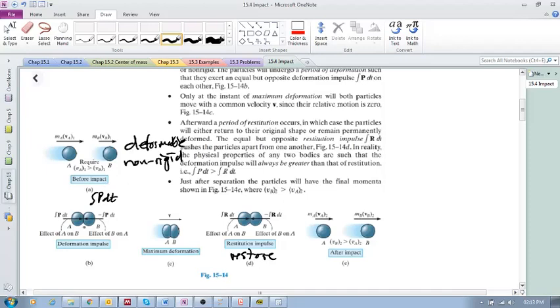They come at each other, they collide, they have these impulses, they keep deforming to a maximum deformation, then they have the same velocity, then they begin to restore, and they have a different impulse to the integral of P: the integral of R. Then they separate and they've got velocities after impact. That is what is happening. We will use this information again to derive our coefficient of restitution.